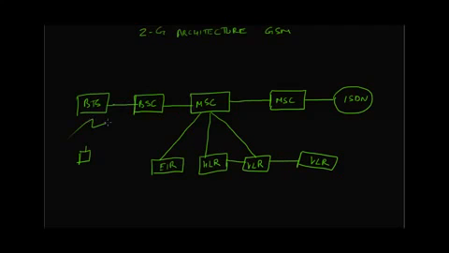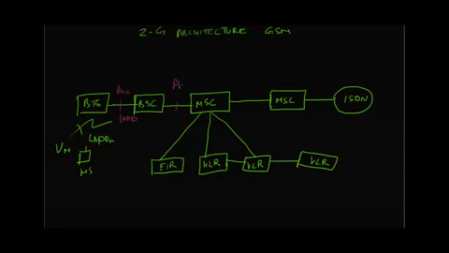Let's look at the interfaces. The Um interface is the interface between the mobile subsystem and the BTS, and the protocol between them is LAPDm, which means it is specifically modified for GSM. The interface here between BTS and BSC is the A-bis interface, and again the protocol is LAPD.